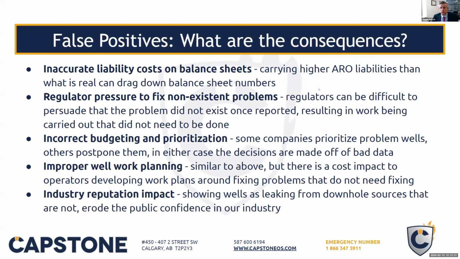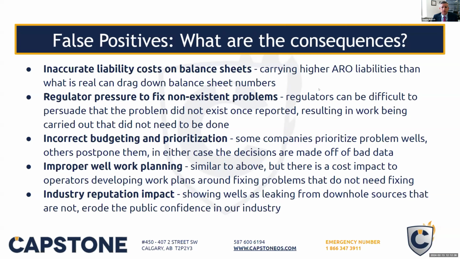We've actually had clients that report these issues to the regulator and say, I've got a casing vent flow, or I've got a gas migration problem. It wasn't actually there. And I'm sure there's a ton of people on this call that can attest to how difficult that is to undo. Once you've reported a problem and then try to explain to the regulator it's not actually a problem, that's a tough conversation. Incorrect budgeting and prioritization.